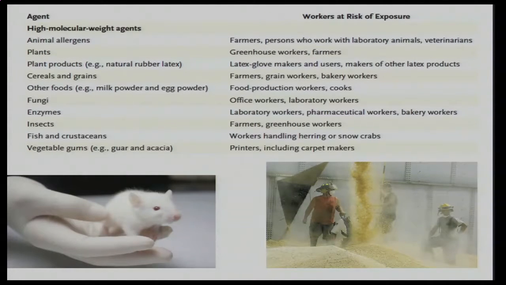And then other things like plants and plant products, such as natural rubber latex, pleasingly much less of a problem now than it was in the 1990s. Cereal and grains, with grain workers being exposed. The food industry is a really important sector as well that may be exposed to a variety of agents, such as bakers being exposed to flour, so wheat flour, rye flour, and some of the enzymes that are used in the baking process, like alpha amylase.